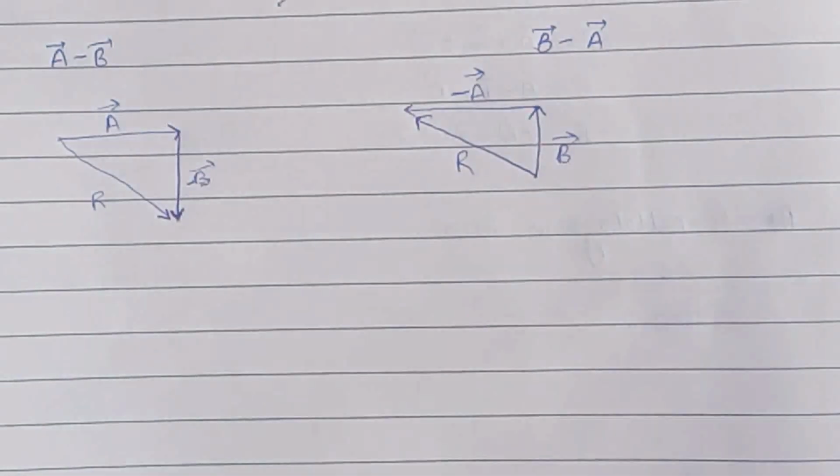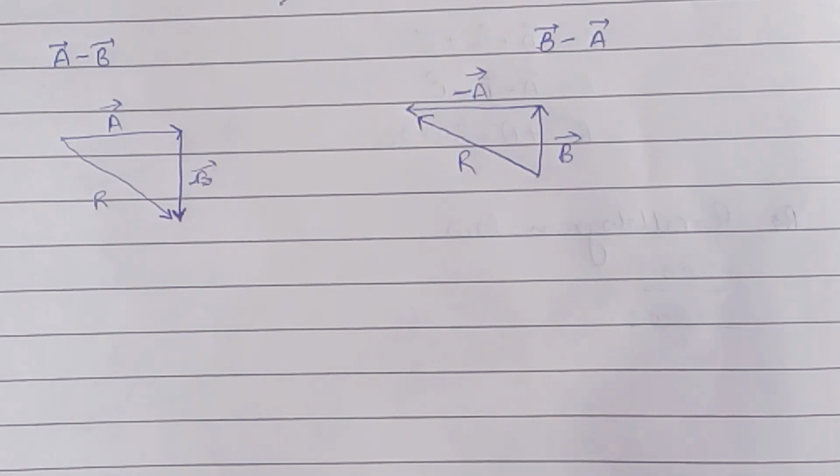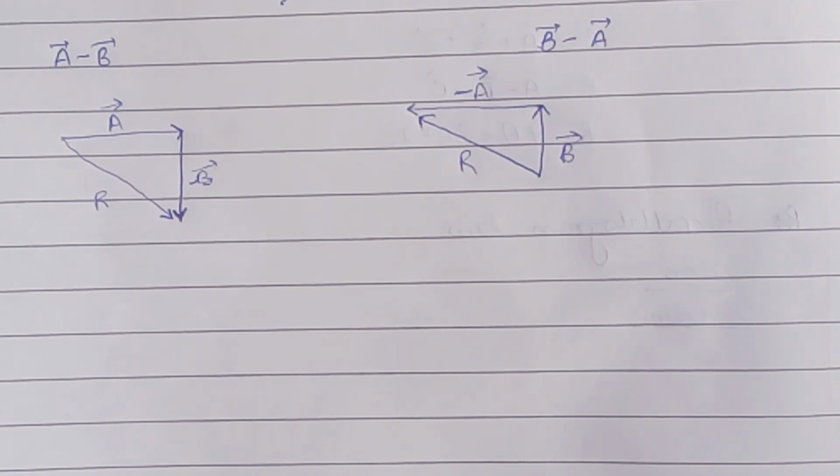So subtraction of vectors never follows the rule of commutativeness. They are never commutative to each other. It means a vector minus b vector is not equal to b vector minus a vector, but a vector plus b vector is equal to b vector plus a vector.